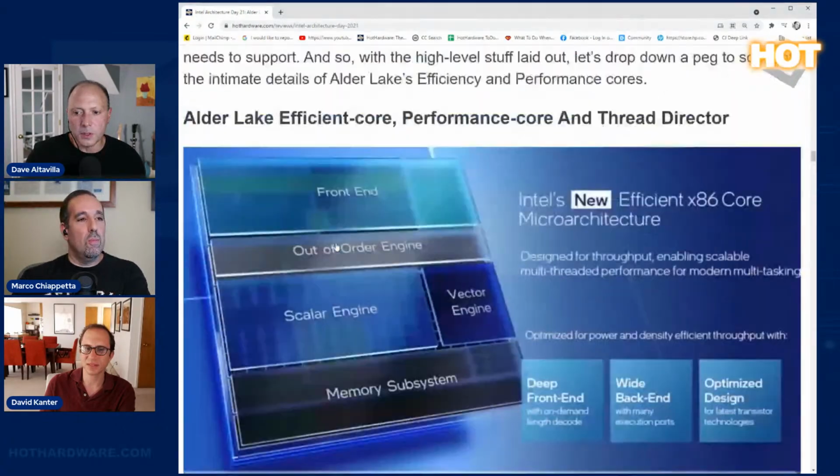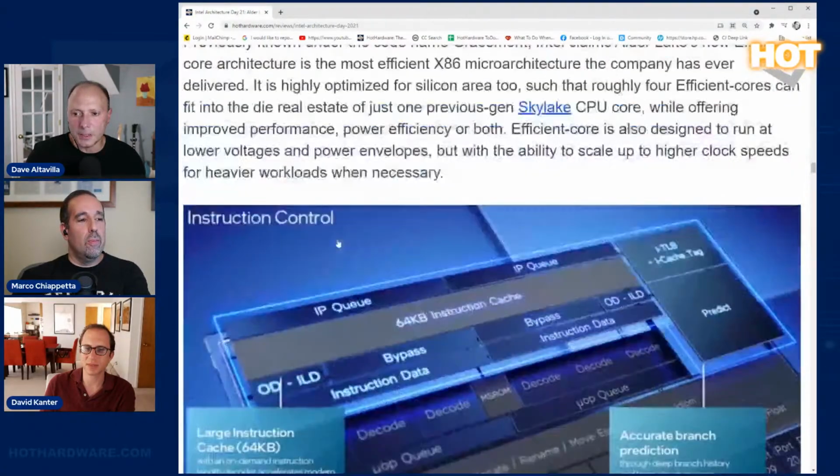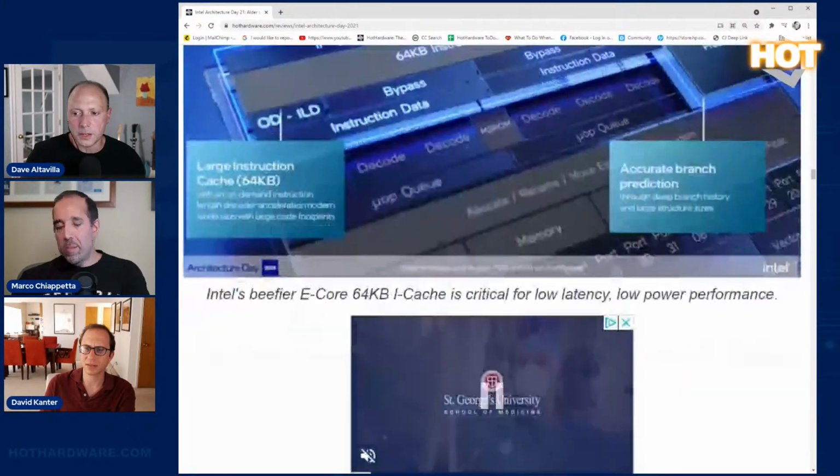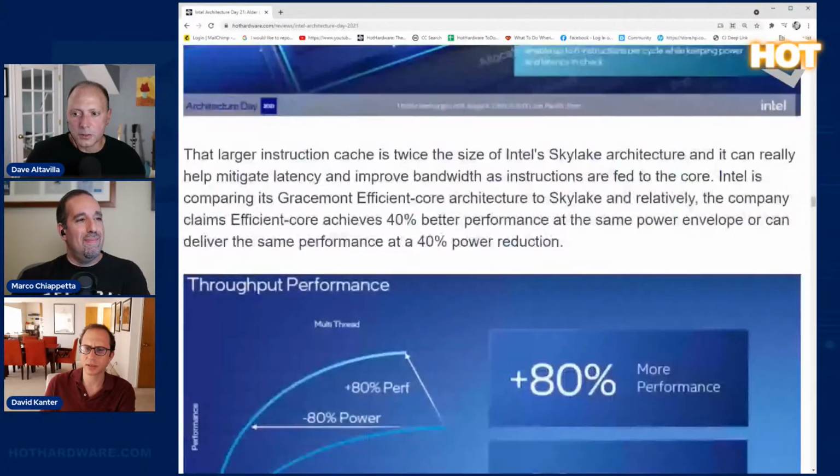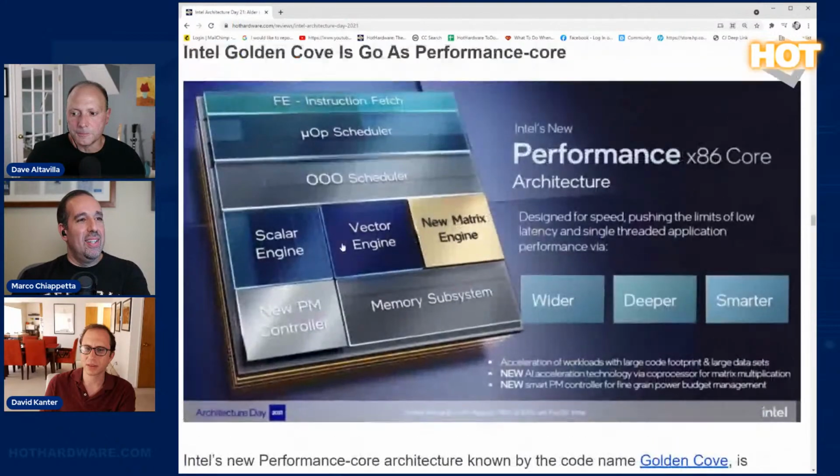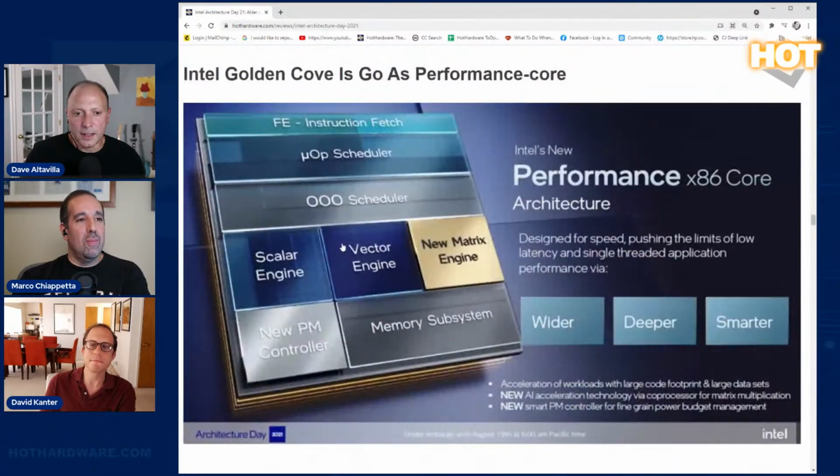Let's look at the performance core a little bit. Let's see, is this it? Yeah, this is the one. No, that's efficient. I'm sorry. Let me keep going. Yeah. Okay. Here's the performance core. So wider, deeper, smarter again.